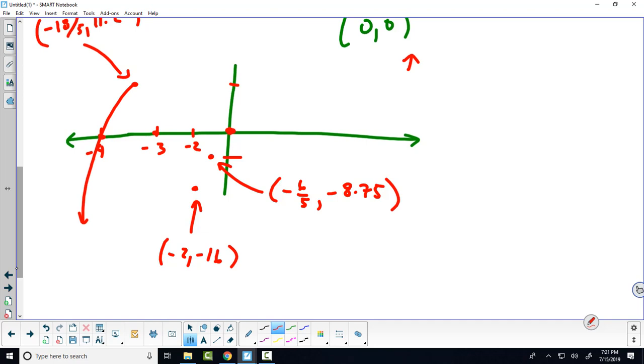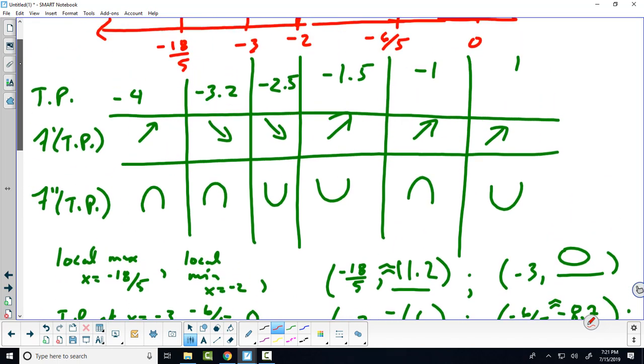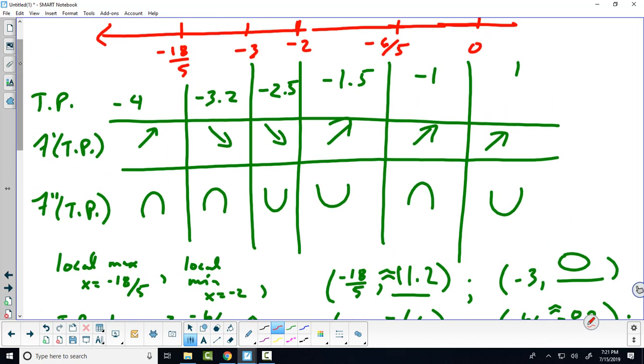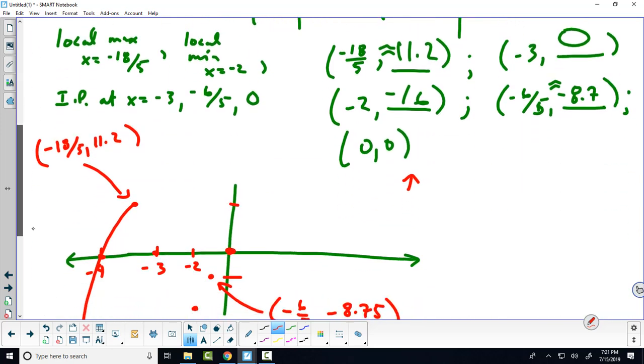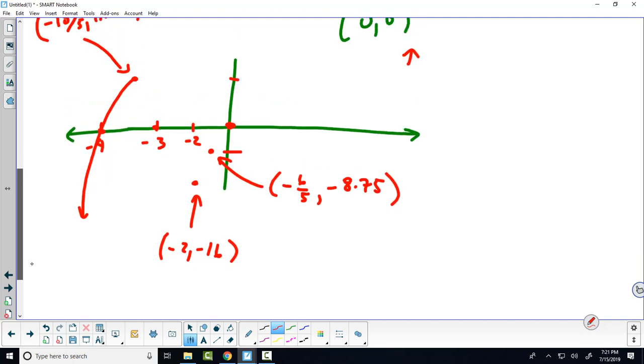Then, from negative 18 fifths until we get to -3, I'm talking about this interval right here. On this interval, what am I doing? I'm decreasing now, also in a concave down manner. Show me decreasing, show me concave down. Yeah, we are decreasing in a concave down manner until we get to there. At -3, at the ordered pair -3, 0, we've got an inflection point.